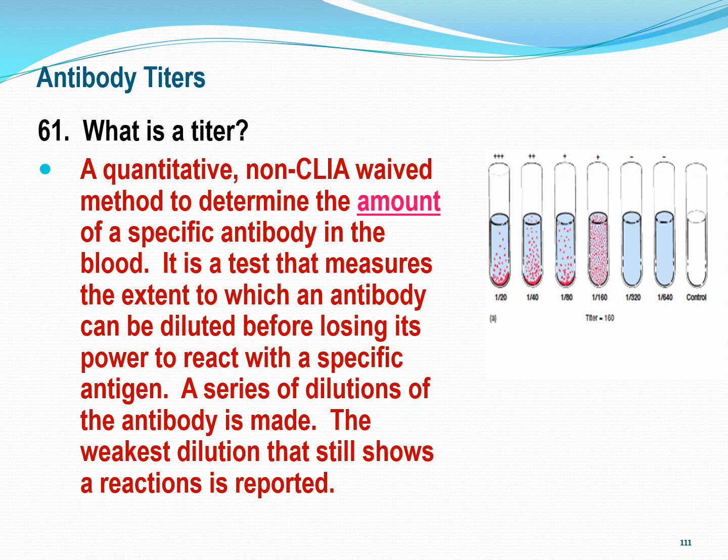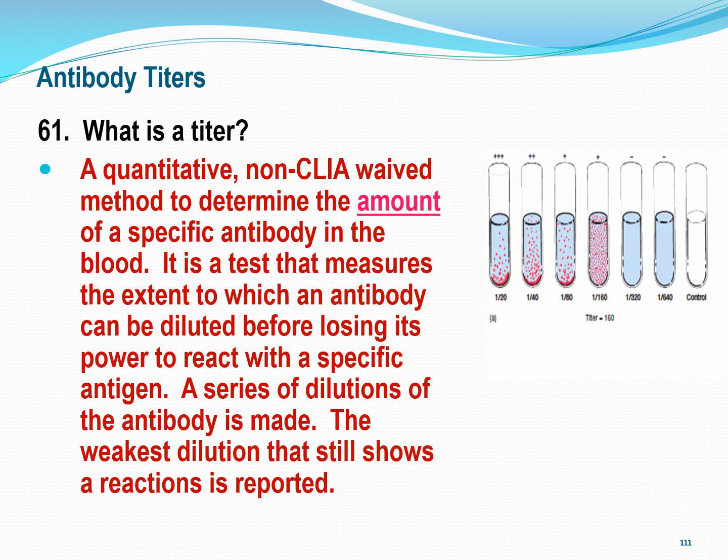So a titer is a quantitative, non-CLIA-waived method to determine the amount of a specific antibody in the blood. So you want to make sure they have enough of that antibody in their blood so that we know that they have immunity to whatever it is, okay?